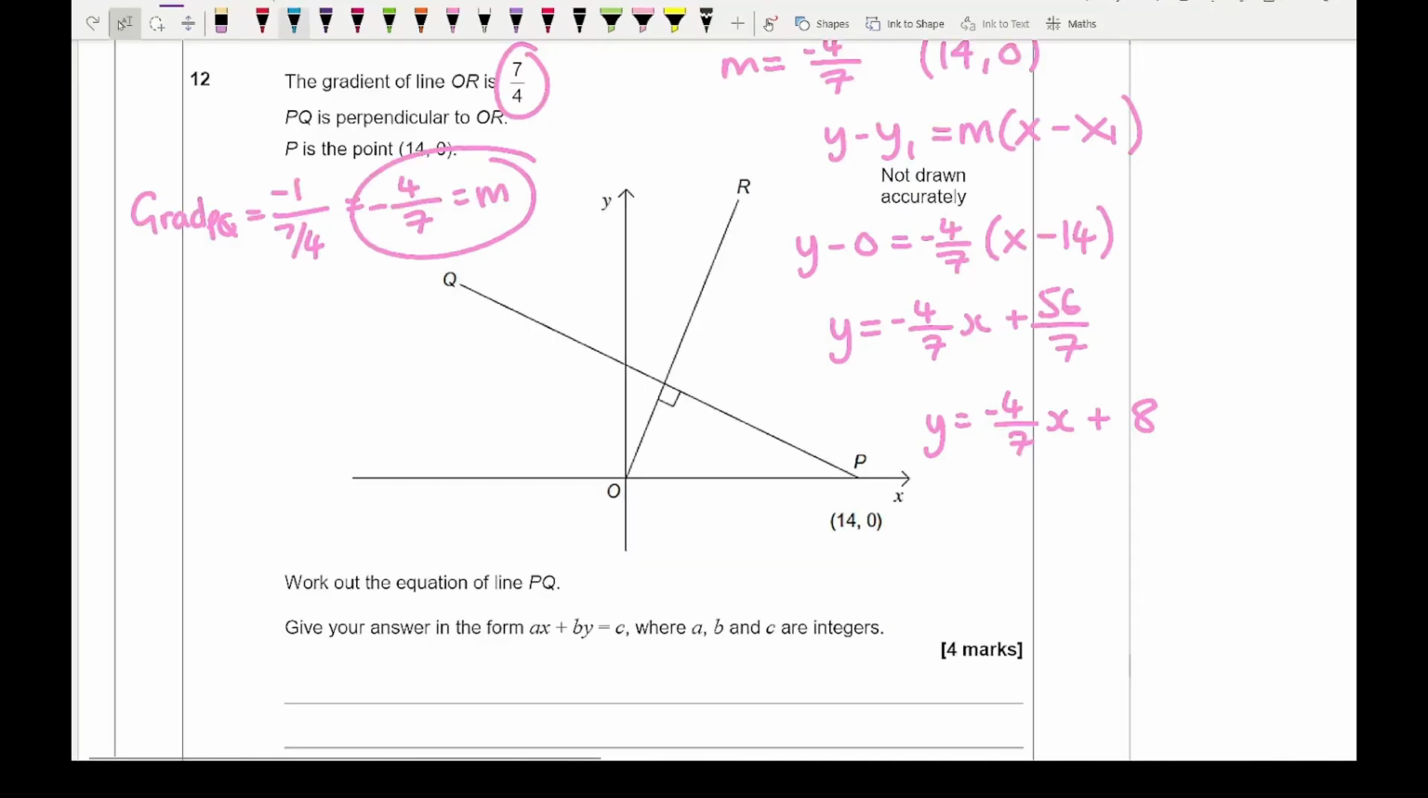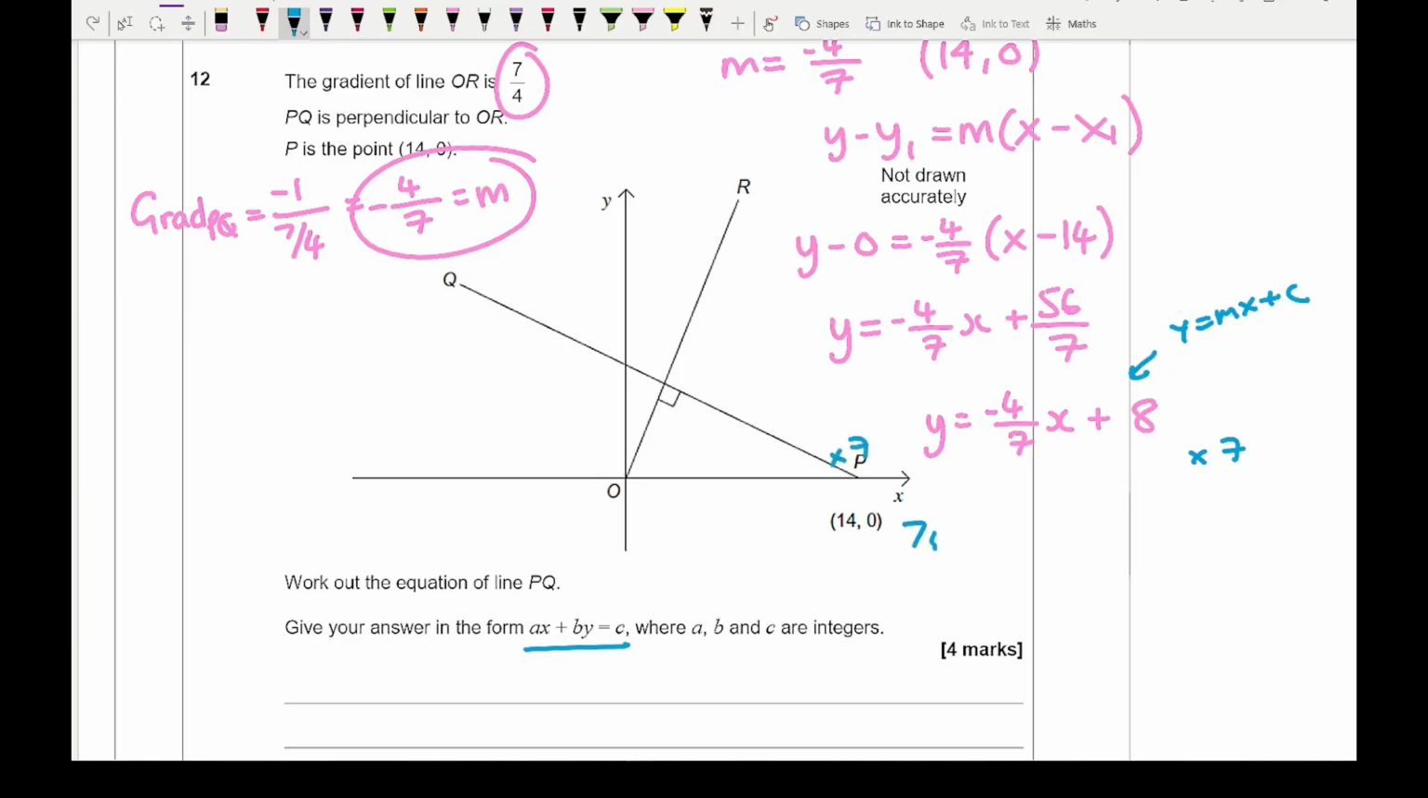Now what we've just written there is the equation in the form y equals mx plus c, but the question particularly specifies that it wants us to give our answer in the form ax plus by equals c, where a, b and c are integers. So what we need to do is basically multiply everything by 7.